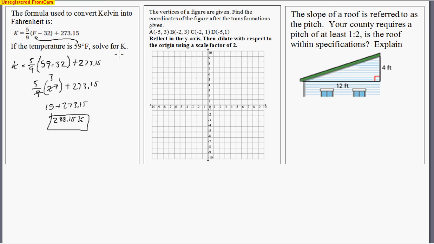Well, looking at our second to last problem, it says the vertices of the figure given, find the coordinates. So they want to know the coordinates of the figure after the transformations. So there's 2 of them. We're going to take these points and reflect them across the y-axis first. So -5, 3, and that represents A. And then we have -2, 3, that is B. Then we have -2, 1 is C, and -5, 1 is D.